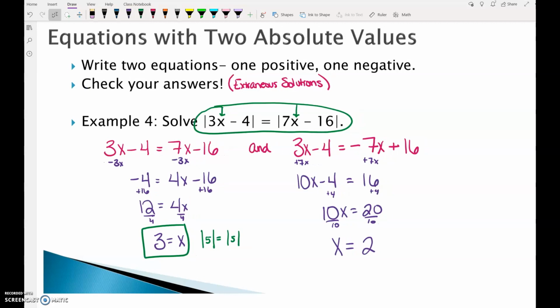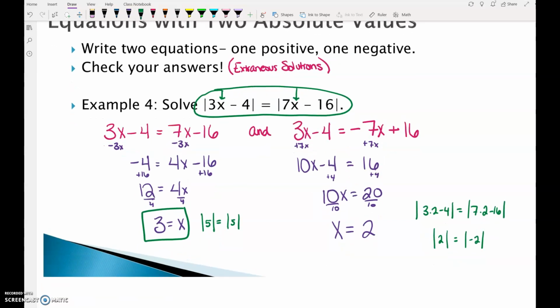Now we plug in 2. We're doing 3 times 2 minus 4, and 7 times 2 minus 16. 3 times 2 is 6. 6 minus 4 is 2. 7 times 2 is 14. 14 minus 16 is negative 2.